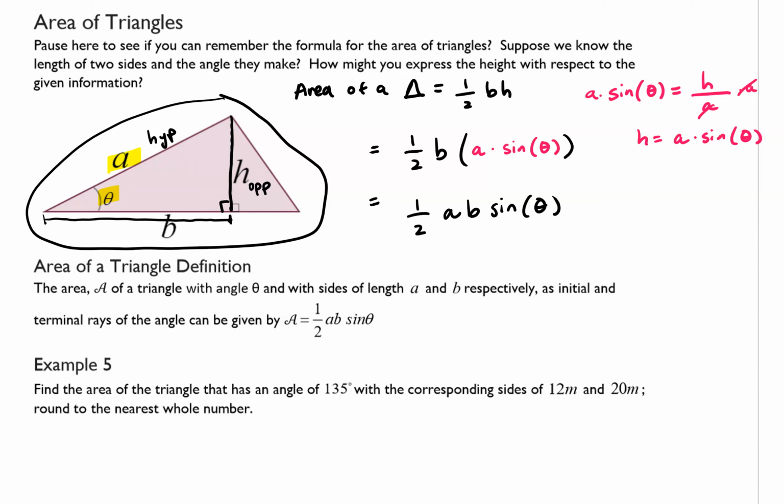And so look at that. That's the same equation that we have down below. So the area A of a triangle with angle theta and with side lengths of a and b respectively as initial and terminal rays of the angle can be given by this equation. And that is the one that I just derived for us here.